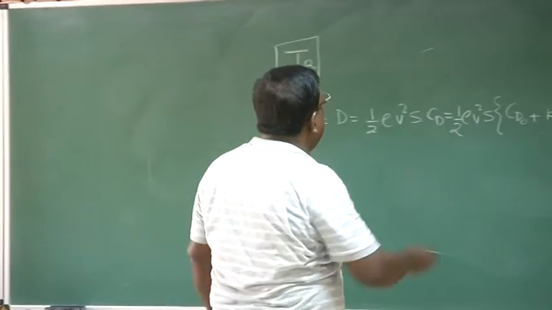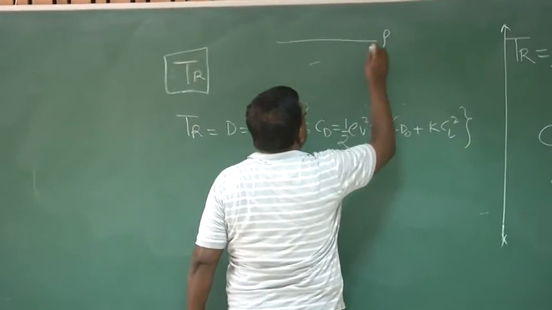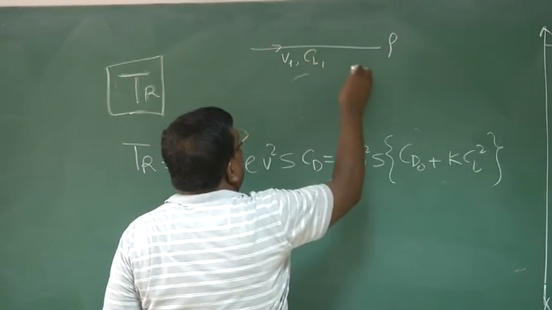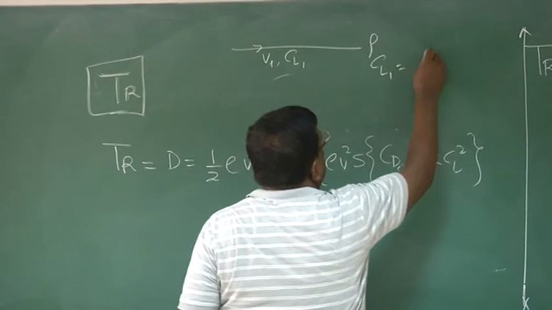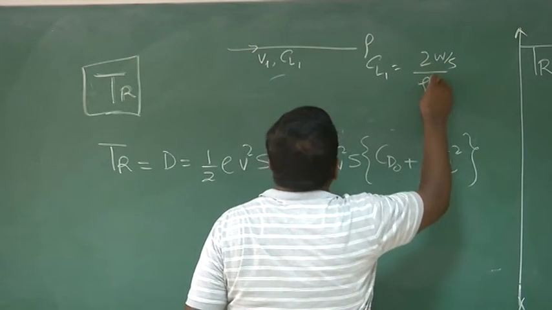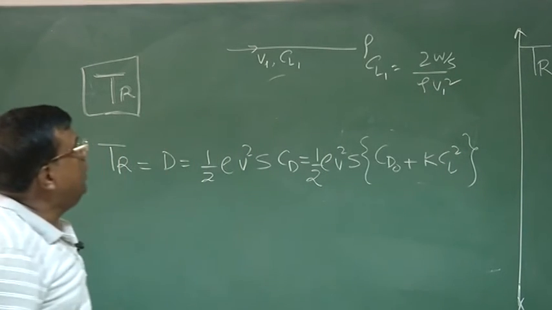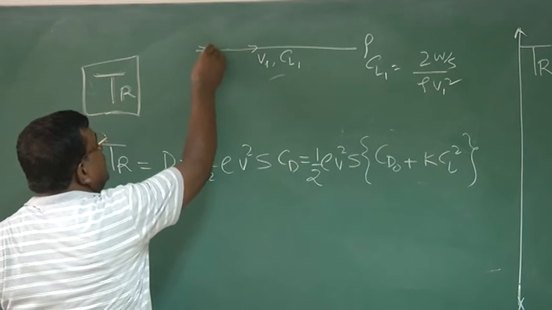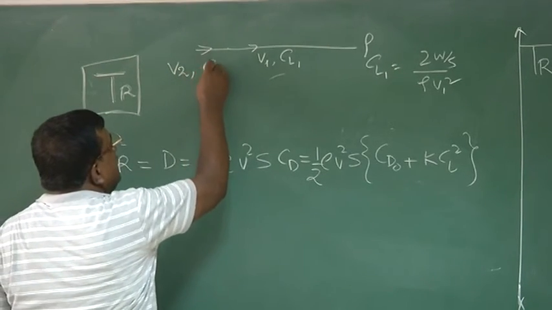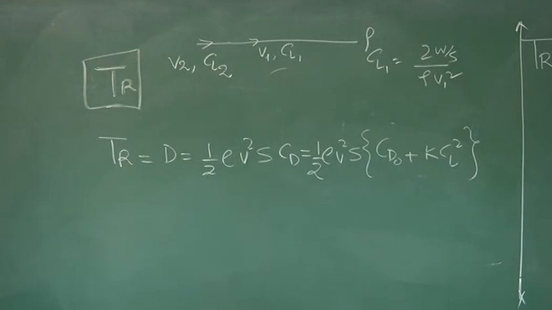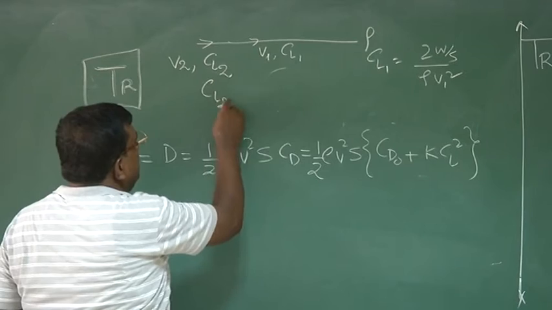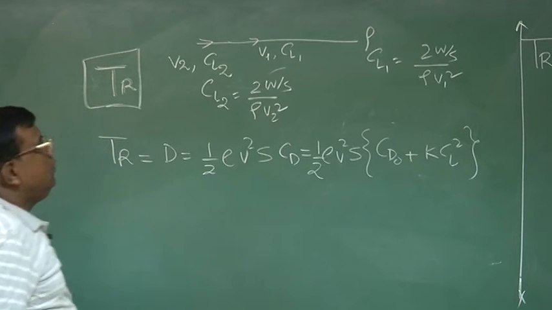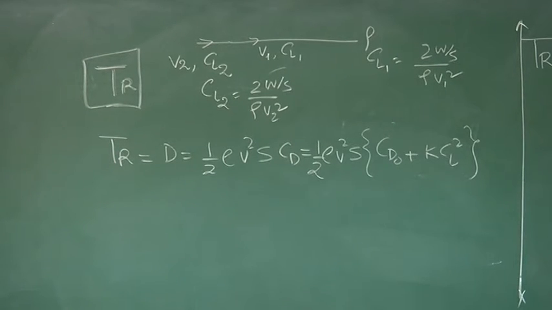If I am flying at this altitude, say rho, at a speed V1, I need a CL1, which is given by CL1 equals 2W by S rho V1 square. Now suppose I want to fly at the same altitude but at V2. Then I require CL2, right? So CL2 will be 2W by S rho V2 square. So which one will be more? CL1 or CL2?